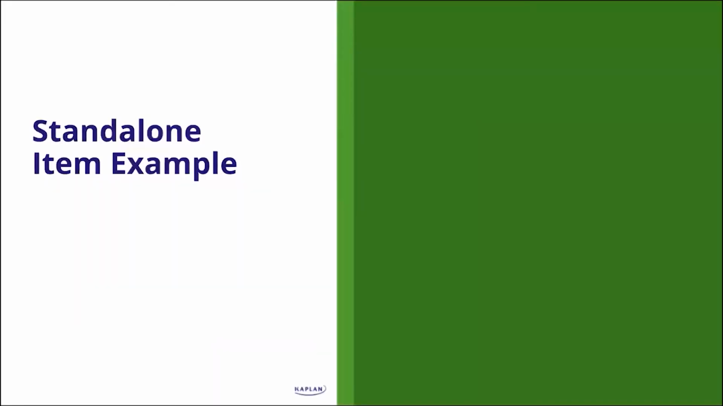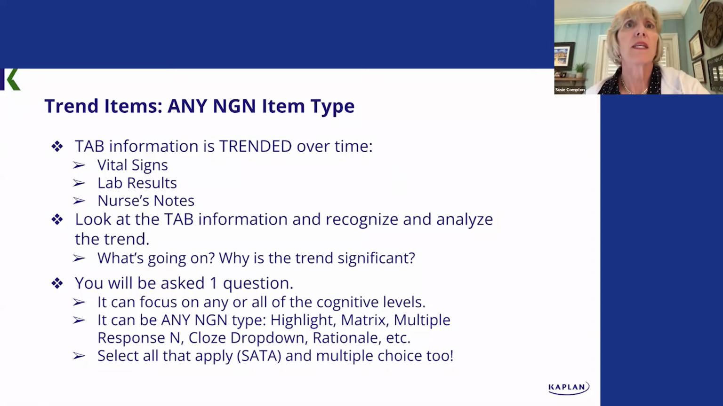The last item type that we are going to discuss is the standalone item type, the trend. The key to these items is that the information presented in the tabs is trended. Vital signs or lab results are shown over time. Nurses' notes entries occur over hours or days. You will need to recognize and analyze the trend. What is going on? Then you will be asked one question.